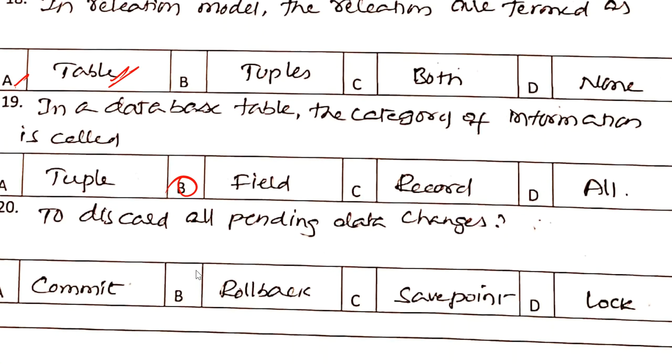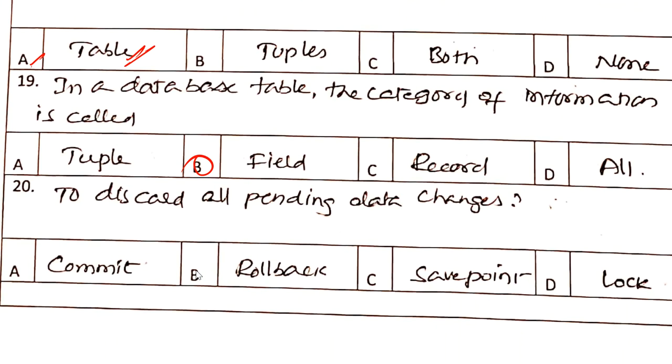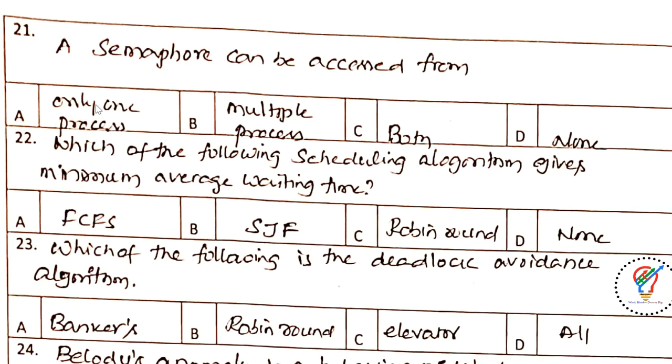The answer is field. Next one, to discard all the pending data changes, the options are commit, rollback, save point, log. So the answer is rollback. Next page. Next one, a semaphore can be accessed from: only one process, multiple processes, C both, D none. So it can be accessed from multiple processes.